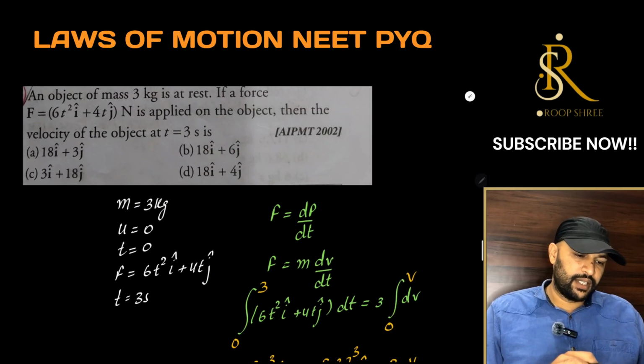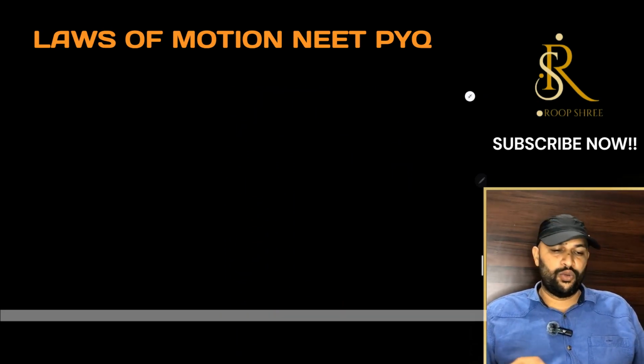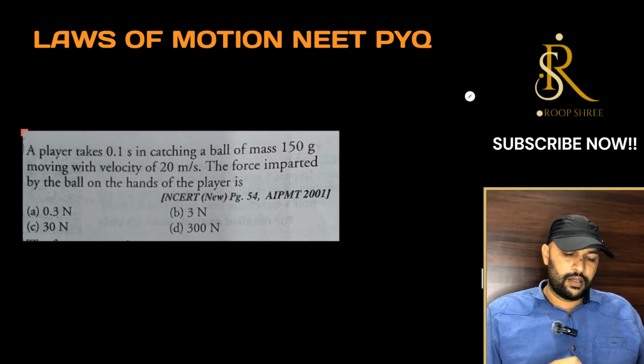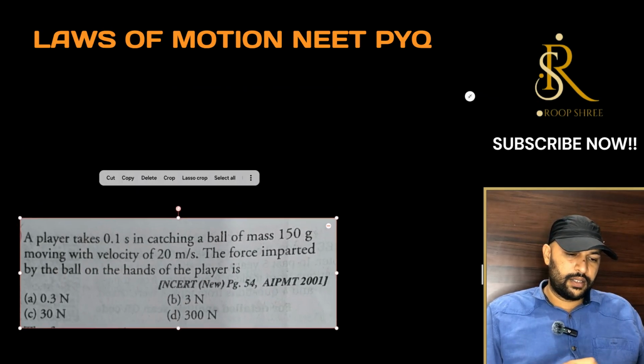Let's see what's our answer. So 18 i cap plus 6 j cap, that's option B. I hope this is clear. Let's see our next problem.